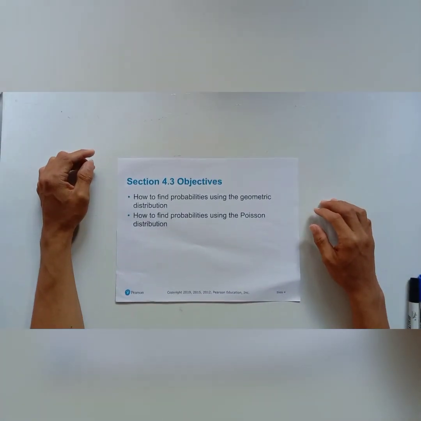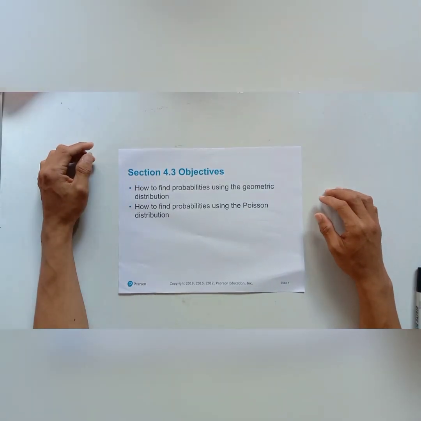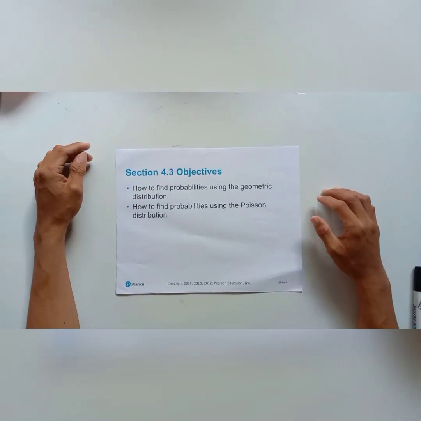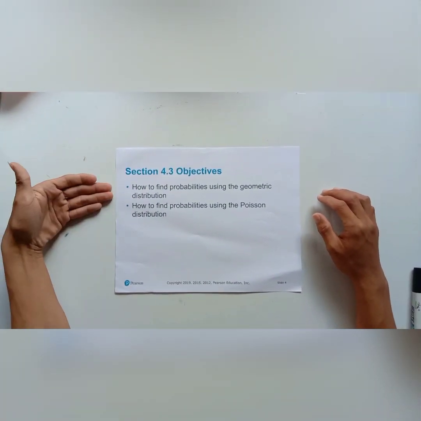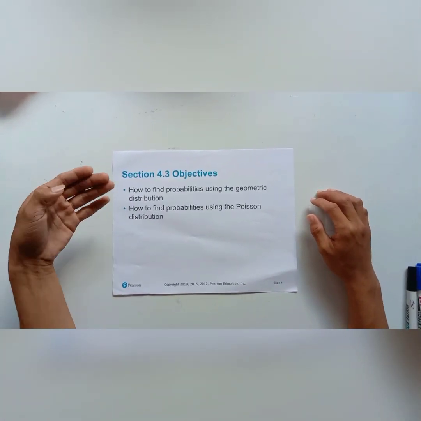So in this section, I am going to discuss more discrete probability distributions. Specifically, I am going to discuss the geometric distribution and the Poisson distribution. So we'll start with the geometric distribution.